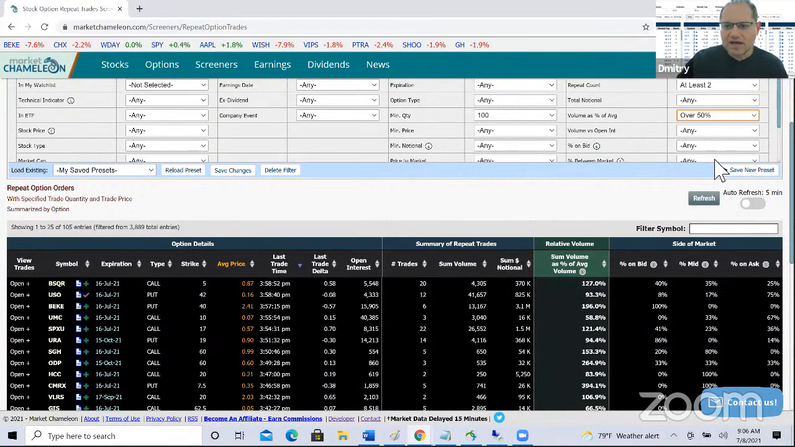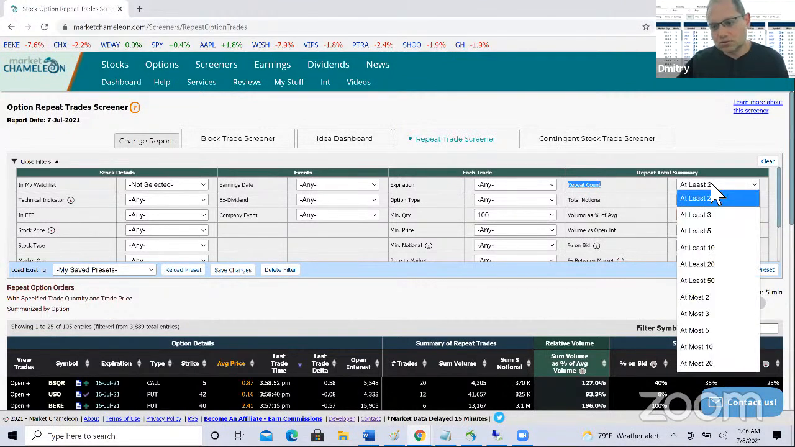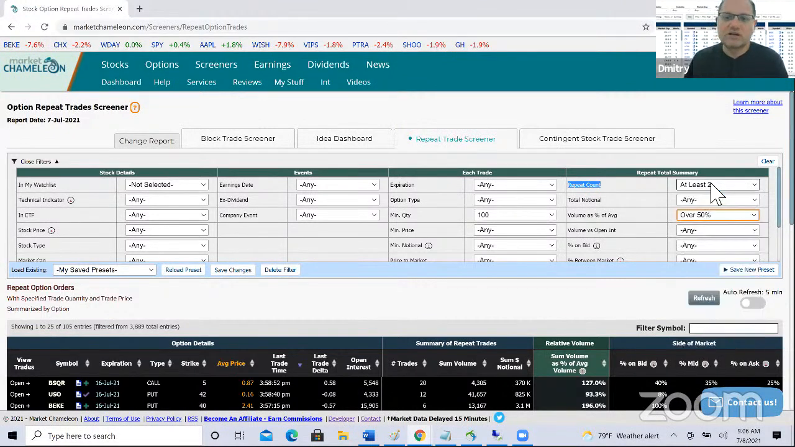Here I also have how many, you could say, repeats. It's defaulted to at least 2, right? So at least 2 trades had to happen, 2 block trades on the line to be a repeat. You could increase it or decrease it, but right now it's set to at least 2. The other thing by default that we have set, yeah.